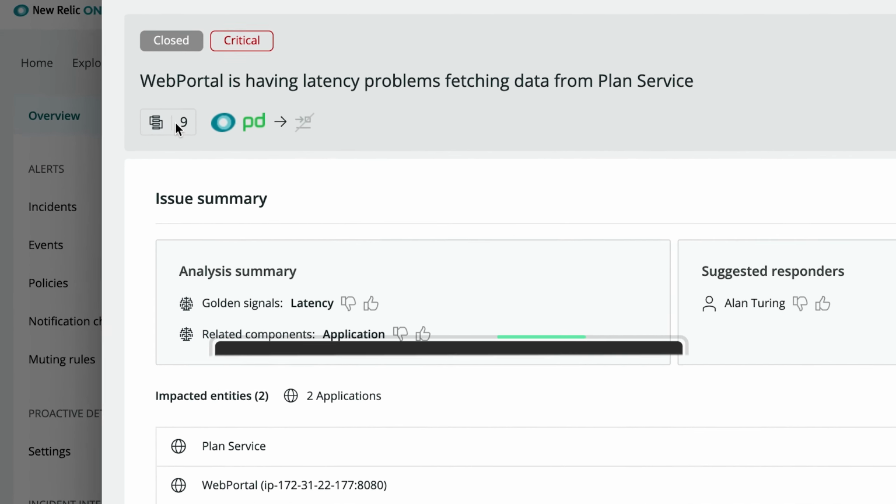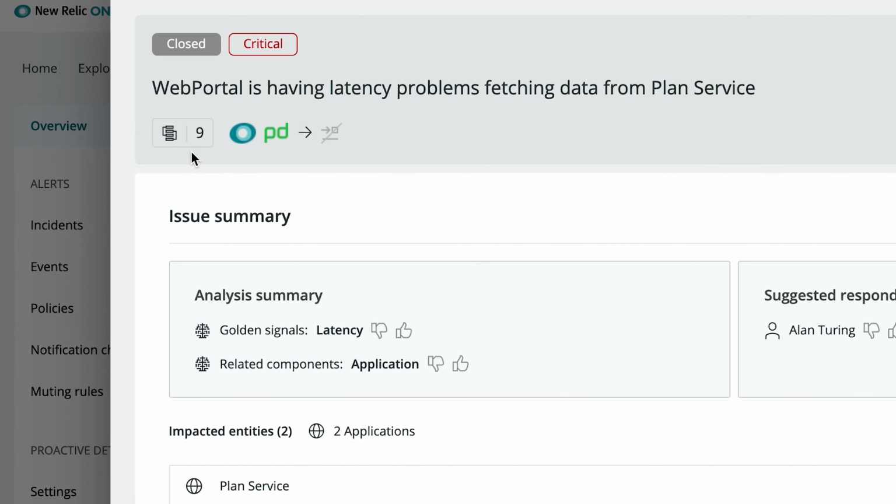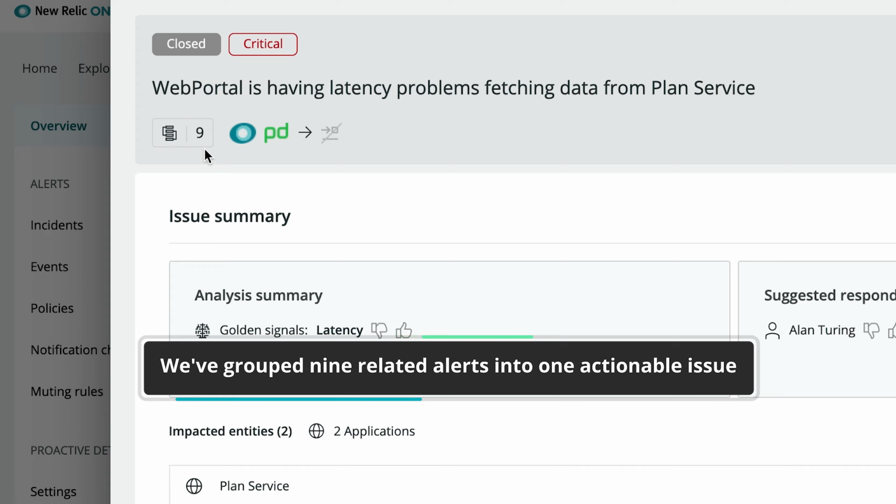We've been notified that the web portal response time is slow. In this case, we've correlated 9 different alerts that are all related to the web portal having latency problems fetching data from the plan service. We need to figure out why this happened and what was impacted.